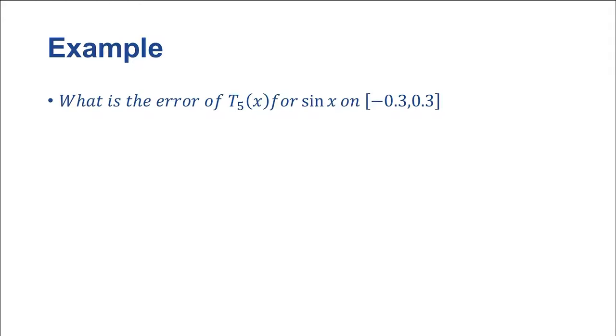I would like us to find the error of the fifth order Taylor series for the sine function on the interval between negative 0.3 and 0.3. So what we need to do is remember the Lagrange formula. The Lagrange formula says that the remainder of the nth polynomial of x is less than or equal to the maximum of the n plus 1 derivative of x on that interval times x minus a to the n plus 1 power over n plus 1 factorial.